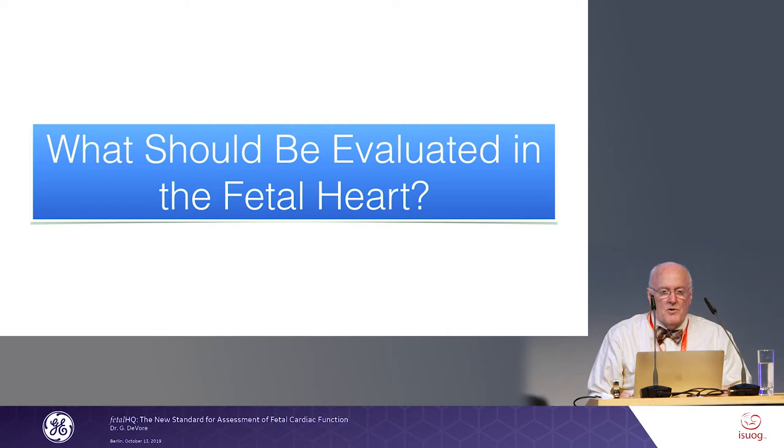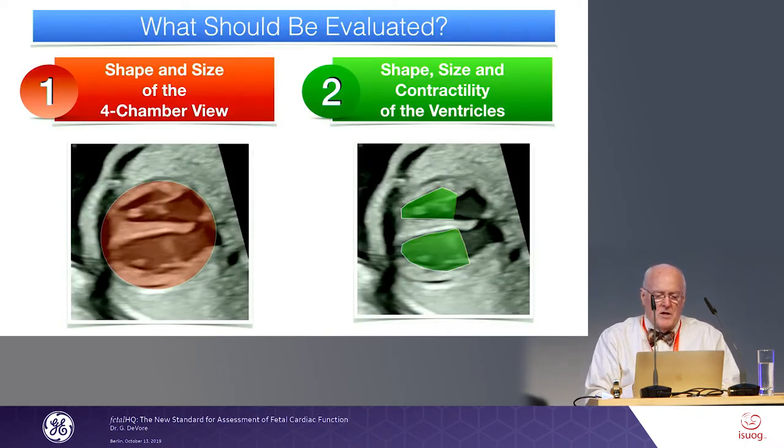So when we examine the fetal heart, the question we can pose is, what should be examined? What should be evaluated? There are two major concepts. The first is the size and shape of the four-chamber view. The second is the size, shape, and contractility of the ventricles. So we're going to explore each of these areas and show you how this is done. And then, after I go through the measurements and what we've done, I'm going to share with you three different clinical areas where we've used this tool, Fetal HQ, to examine the heart and show you what we've done clinically, which I think is very relevant to our discussion.